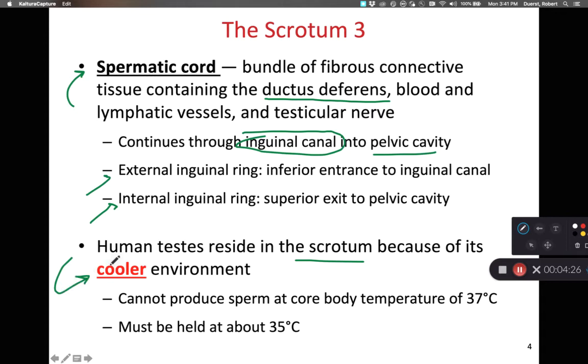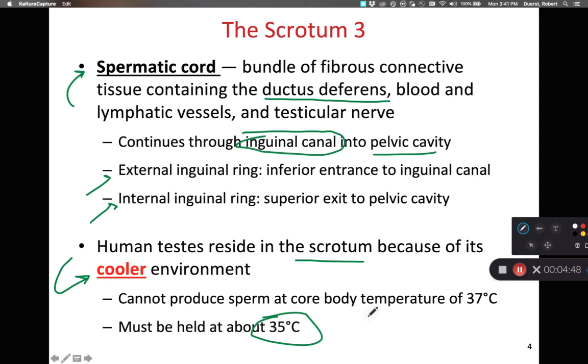The human testes need to sit in the scrotum because the scrotum is going to be a little bit below body temperature. It's going to be about 35 degrees Celsius. And what we find is that there's optimum sperm maturation at 35 degrees Celsius. If the testicles are consistently heated up to 37 degrees Celsius, sperm production and sperm concentrations within the semen plummet accordingly.